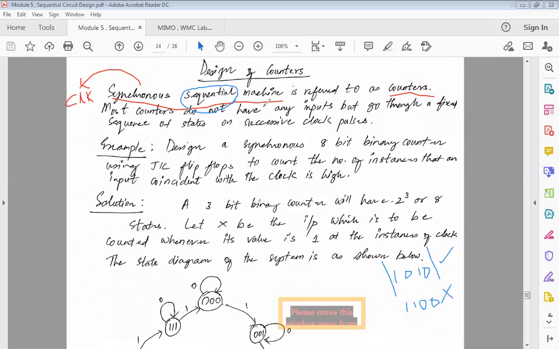Okay, fine. So synchronous happens with respect to the clock. The clock is involved in getting a particular train of pulses executed. And something which has both of them, the clock and the sequence, which executes this, we term it as a machine. Most counters do not have any inputs but go through a fixed sequence of states on successive clock pulses.